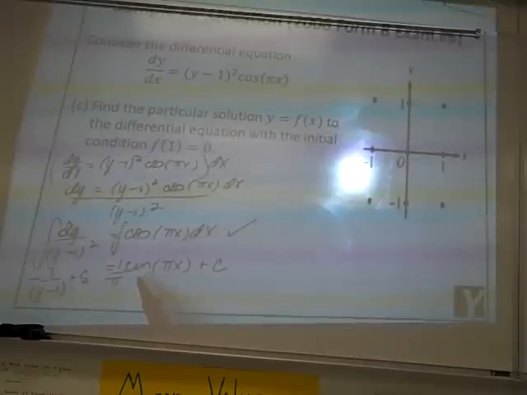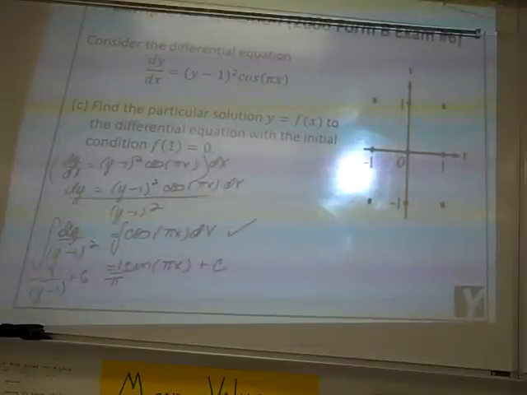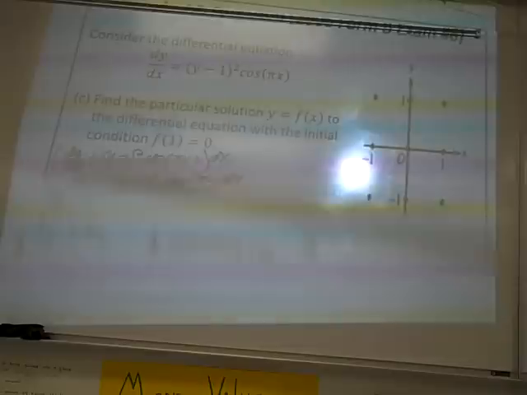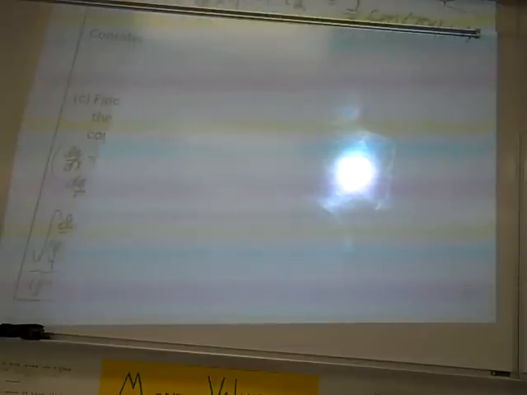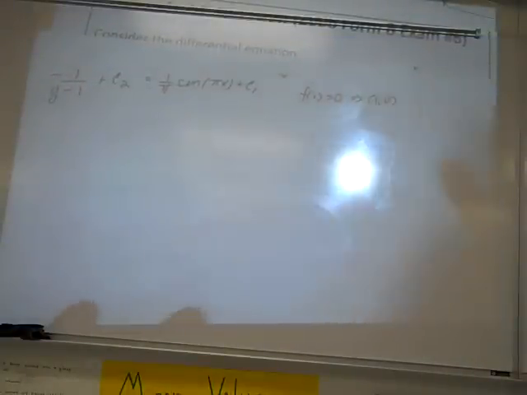Now, we're being asked to find the particular solution to that differential equation. We're given that f of 1 is equal to 0. And this is one of those places where I'm just going to decide, once I rewrite this a little bit, that I'm going to use the initial condition now. So let me get a clean sheet of paper, and we can start from here. We have negative 1 over y minus 1 plus c2 equals 1 over pi sine pi x plus c1. Okay, I just wanted to rewrite that. Oh, and we have the initial condition that f of 1 equals 0, which implies we're passing through the point (1, 0).